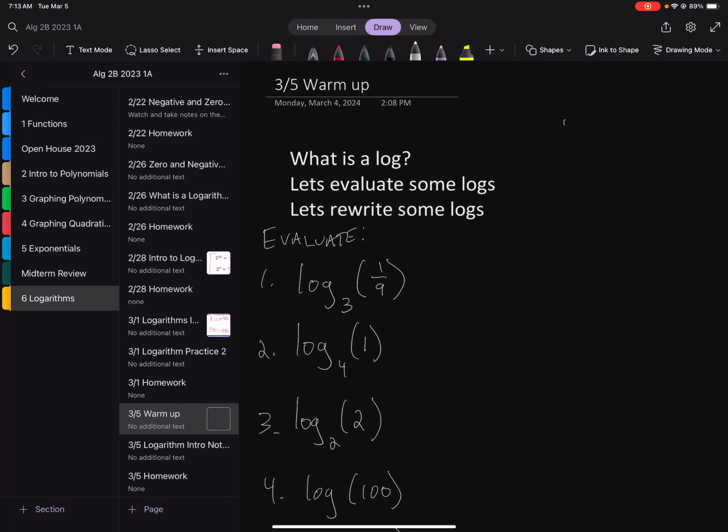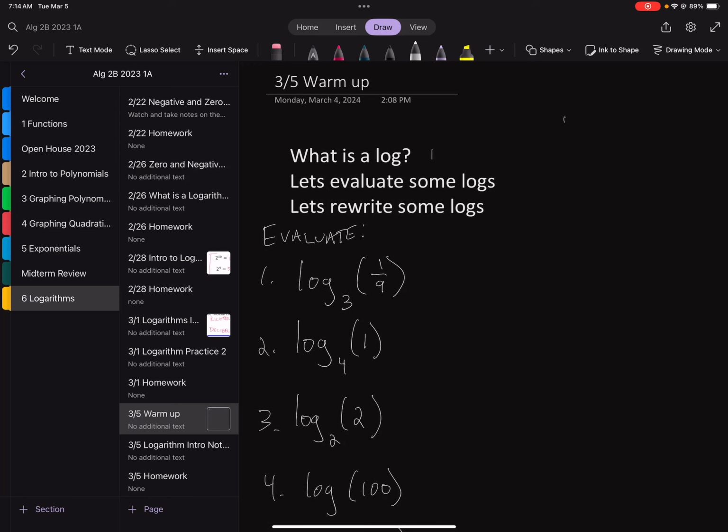Okay, let's go over some stuff. So what is a log? I want you to think of the log as sort of the reverse of an exponent. Okay? Or really, we should say an inverse of an exponent.